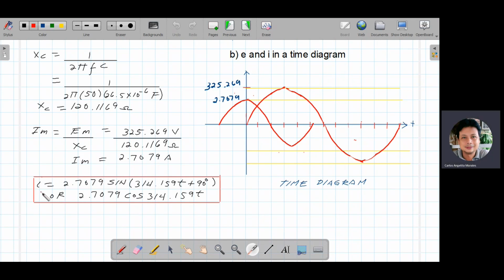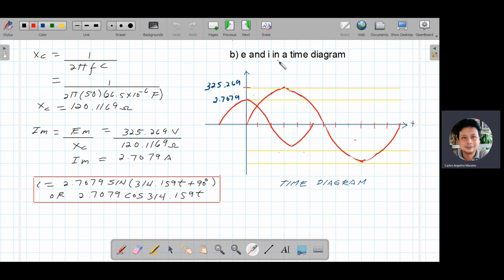Therefore, makukuha mo yung current as 2.7079 sine 314.159 t plus 90 or 2.7079 cosine 314.159 t. Yun ang equivalent dito, no, sa cosine.